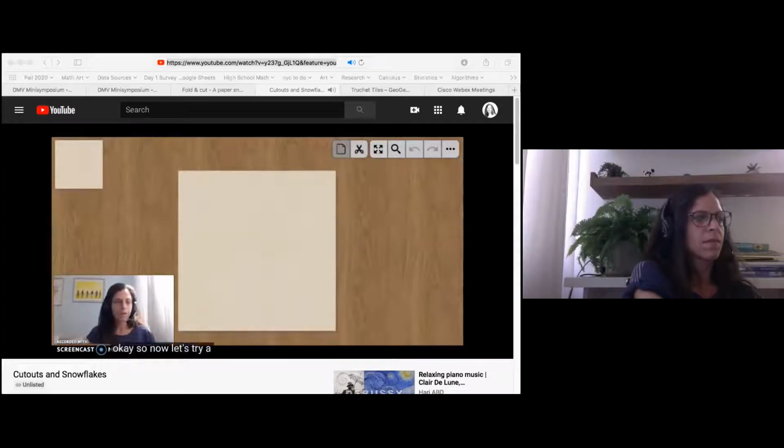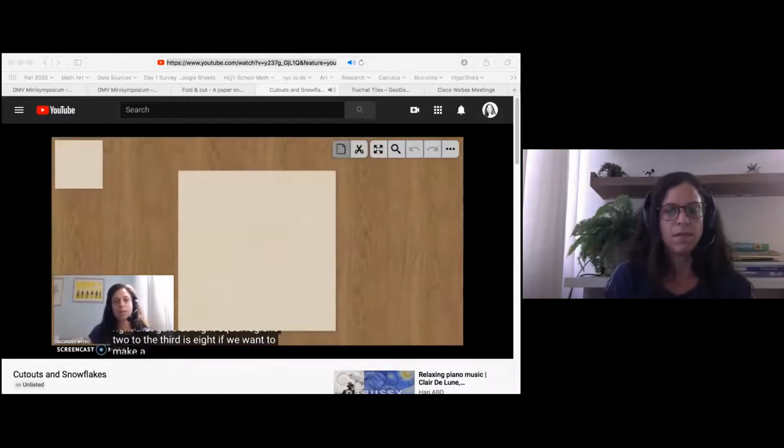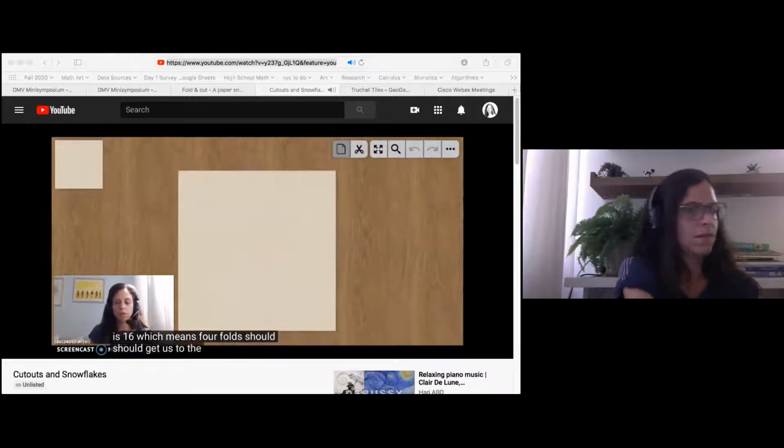Okay, so now let's try a D8. Now, remember, for a D4, we folded 3 times, right? That gave us 8 equal regions. 2 to the 3rd is 8. If we want to make a D8, we need 16 regions, so 2 to the 4th is 16, which means 4 folds should get us to the desired result.